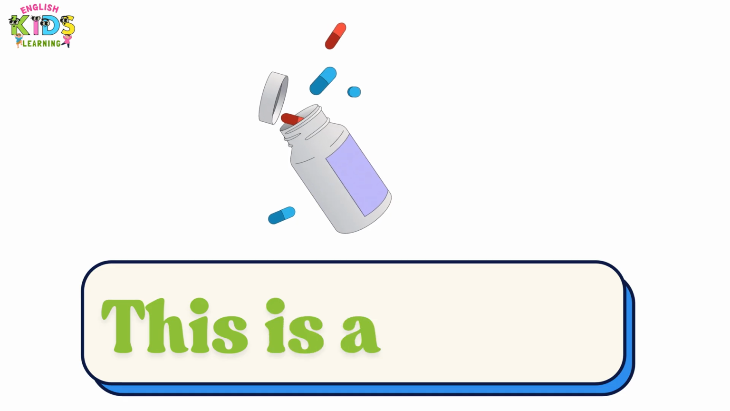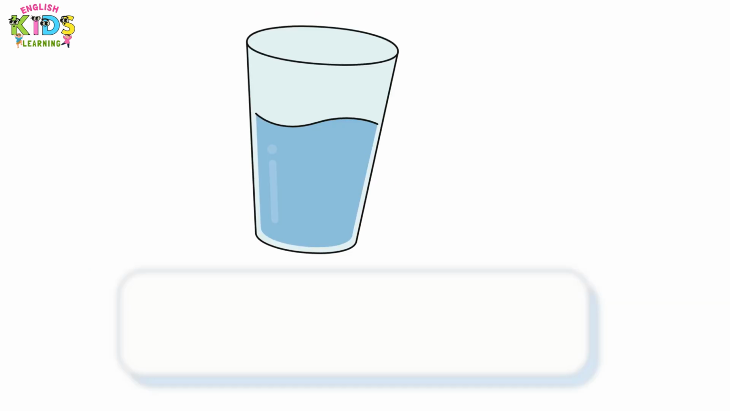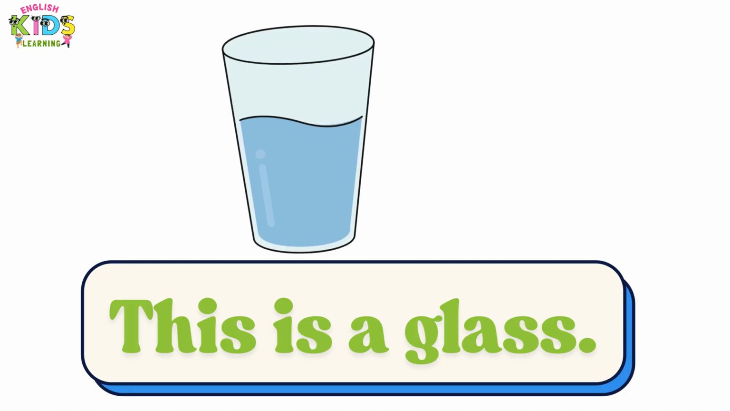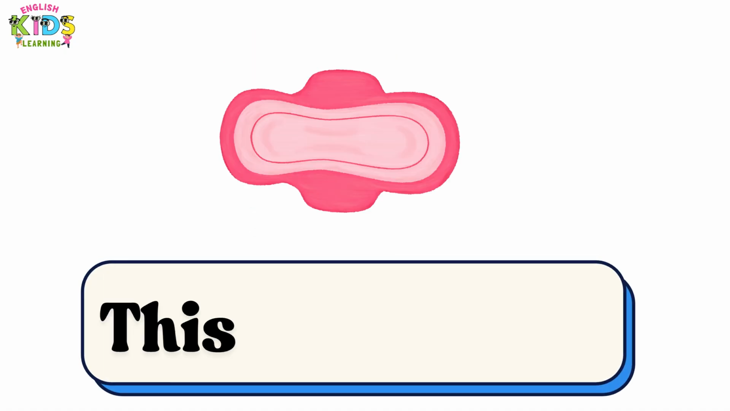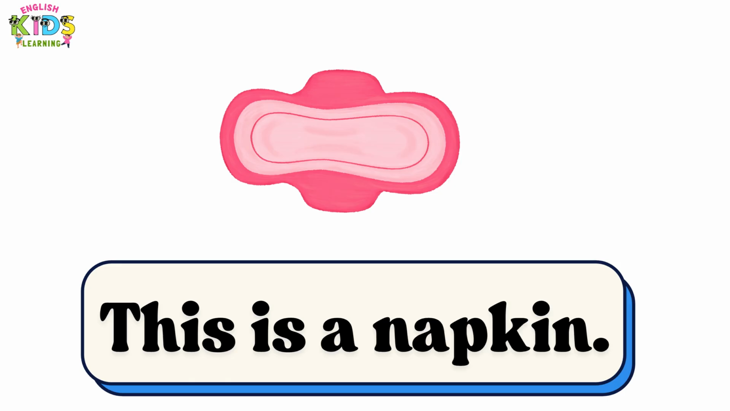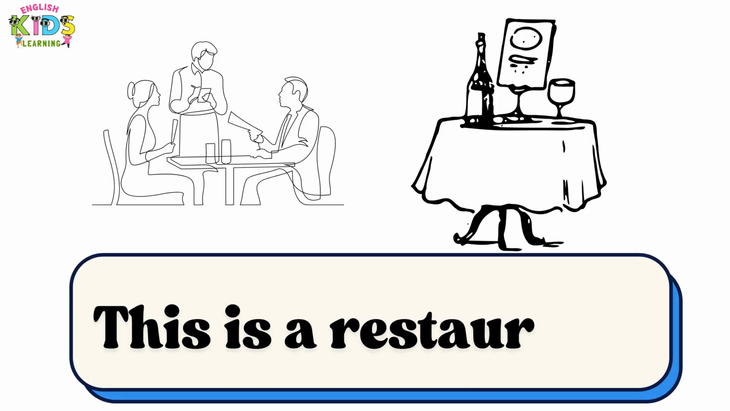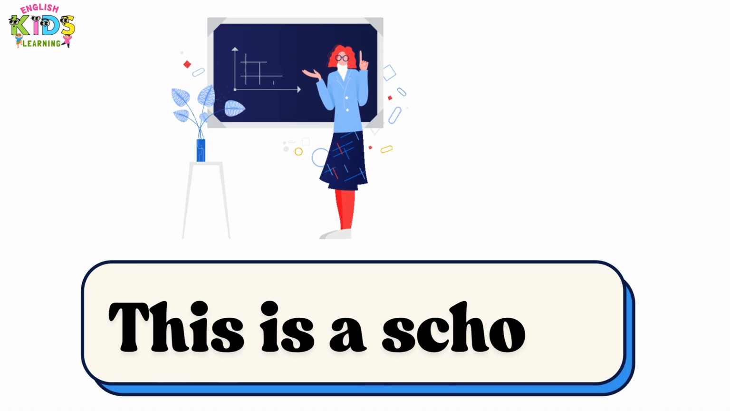This is a glass. This is a napkin. This is a restaurant. This is a school.